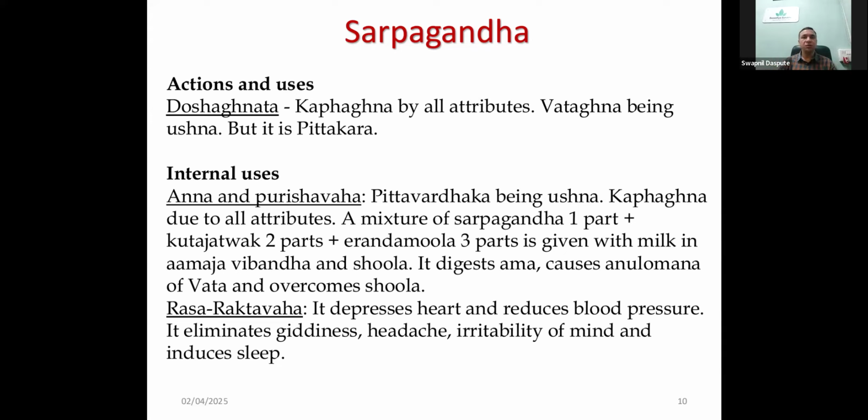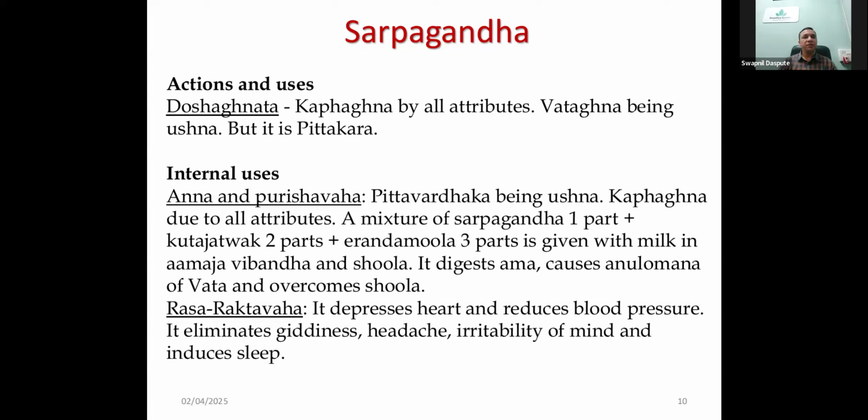Hence, Shula also, Udara Shula, pain in the abdomen also will be seen. And similarly, presence of ama because of indigestion, everything is connected. So you can easily relate to Vibandha Shula and presence of ama. In that case, Sarpagandha one part, Kutastok two parts, and Erendamula three parts is given. It digests ama, it causes anulomana of vata and overcomes shula because of pacification of vata. So digestion of ama and anulomana, both things happen. Hence, this combination can be used.